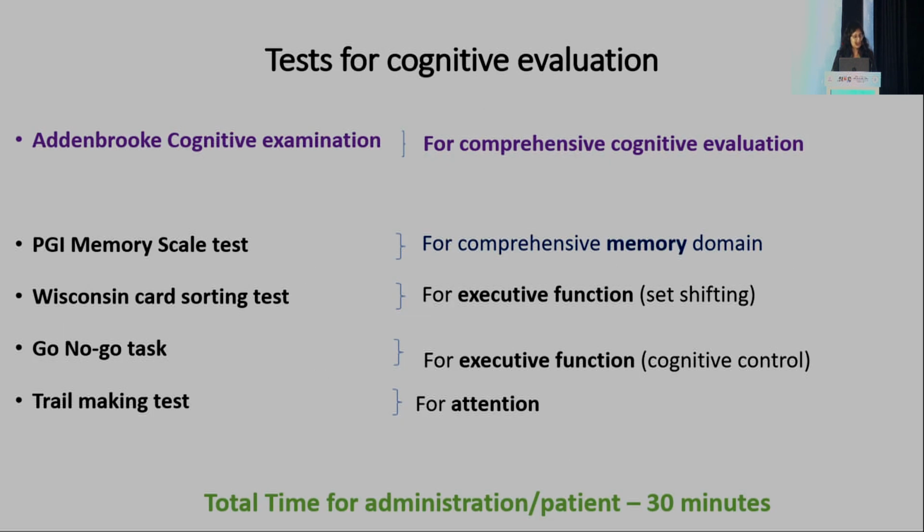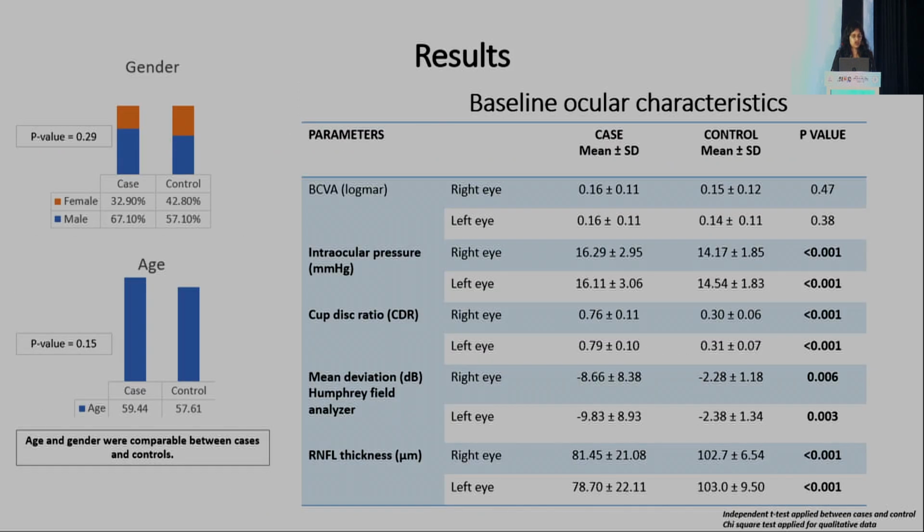Tests for cognitive evaluation included Edinburgh Cognitive Examination for comprehensive cognitive evaluation, PGI memory scale for the memory domain, Wisconsin card sorting test and Go/No-go task for executive functioning, and trail making test for attention. These were the cognitive tests to evaluate the specific and different domains of the patient.